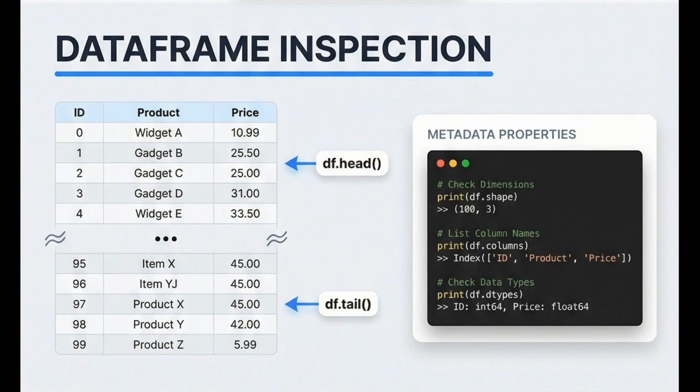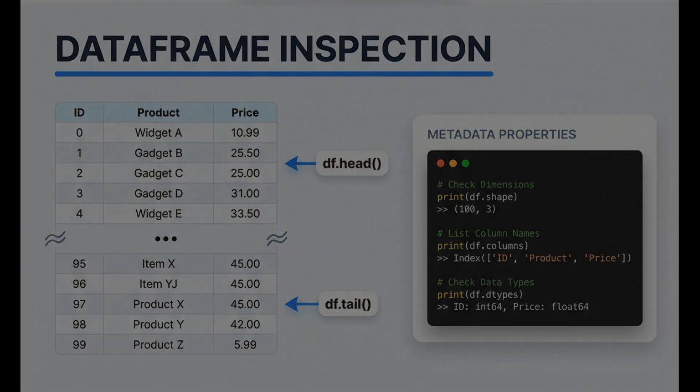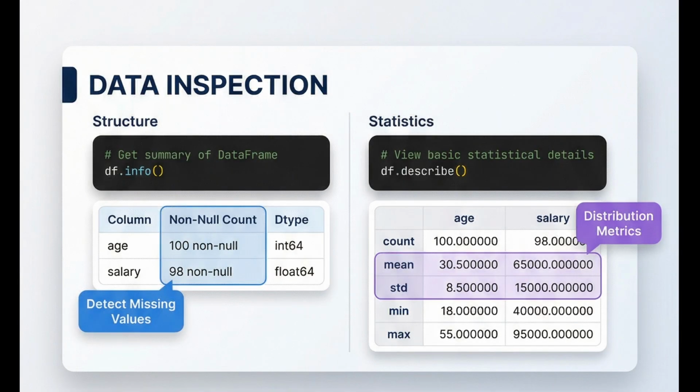Inspect your data immediately. Use head and tail to view the first and last rows. Check shape for dimensions, columns for names, and dtypes to ensure your data types are correct before diving deeper. Get a holistic view with info, which reveals missing values and memory usage. Use describe for instant statistical summaries of numerical columns, including mean, deviation, and quartiles.